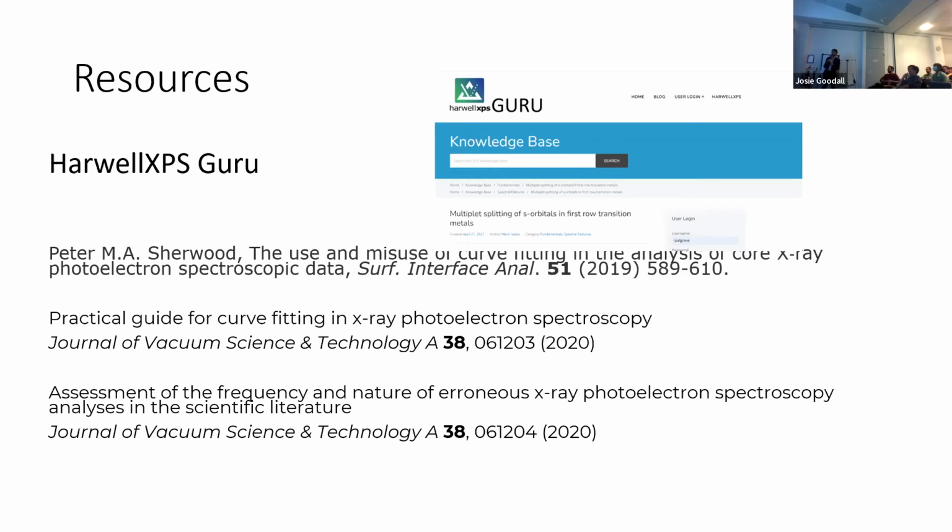The paper that I was speaking about right at the beginning is the last one here, on the frequency and nature of erroneous X-ray photoelectron spectroscopy analysis. That doesn't really tell you how to do it well, it just tells you how badly everyone else has done it. But the two above that are quite good: a practical guide for curve fitting in X-ray photoelectron spectroscopy, and the use and misuse of curve fitting in the analysis of X-ray photoelectron data. Good references. There's lots of others as well, these are up-to-date ones. There are textbooks and things like that.